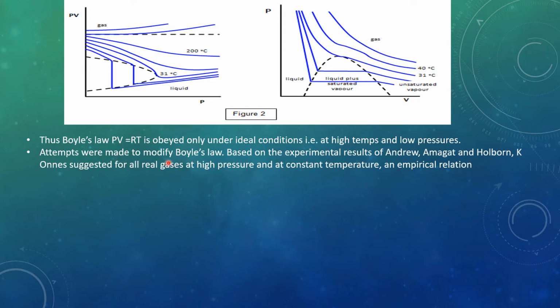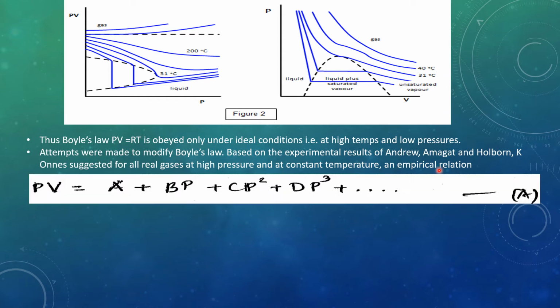Attempts were made to modify Boyle's law. Based on the experimental results of Andrews, Amagat and Holborn, Onnes suggested that for all real gases at high pressure and at constant temperature, there is an empirical relation given as PV is equal to A plus BP plus CP square plus DP cube and so on. This is equation A, where A, B, C, D are constants for a given temperature, depending on the nature of the gas.